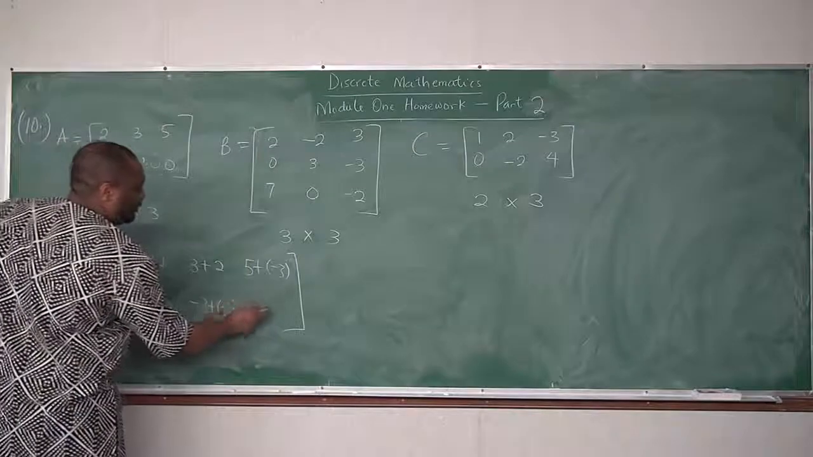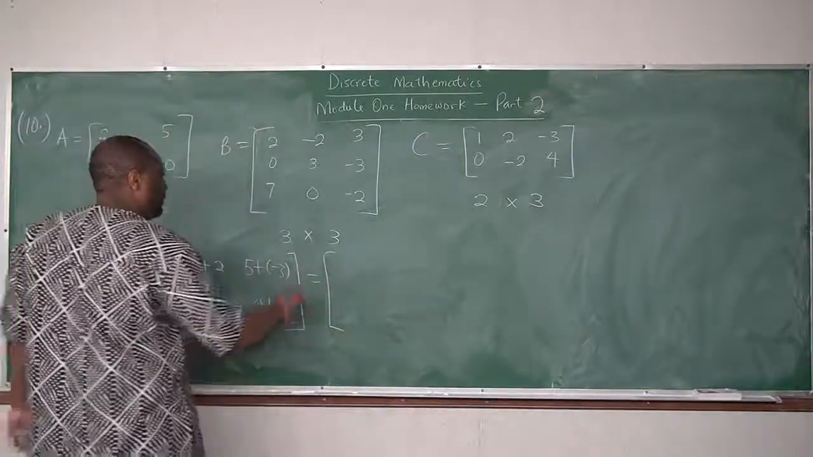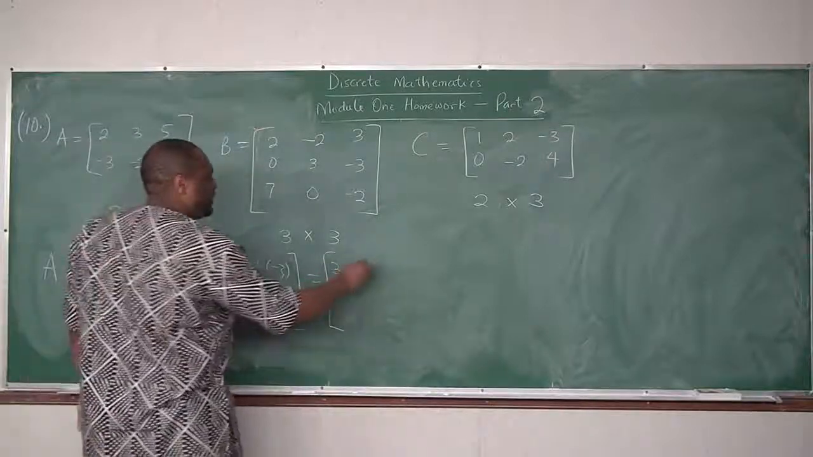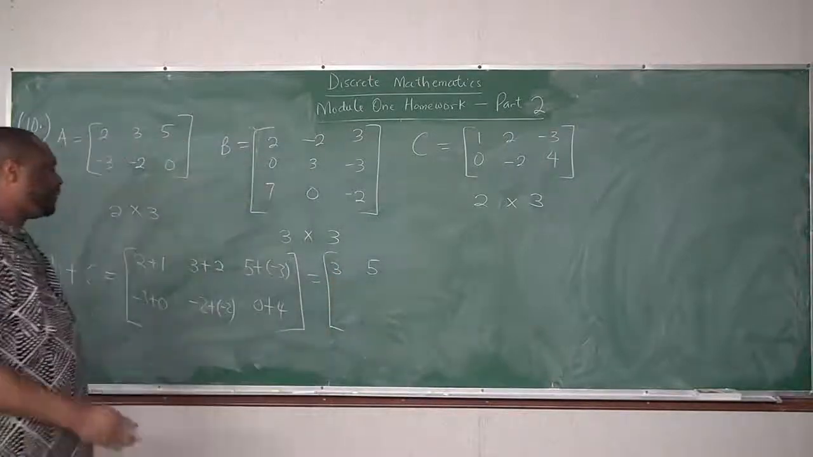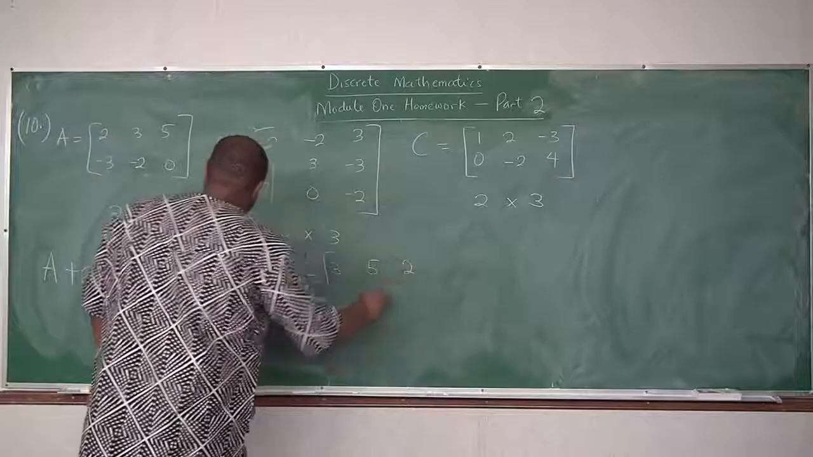And this is 0 plus 4. So this will give us 3. 2 plus 1 is 3. 3 plus 2 is 5. 5 plus minus 3. 5 minus 3, which is 2.